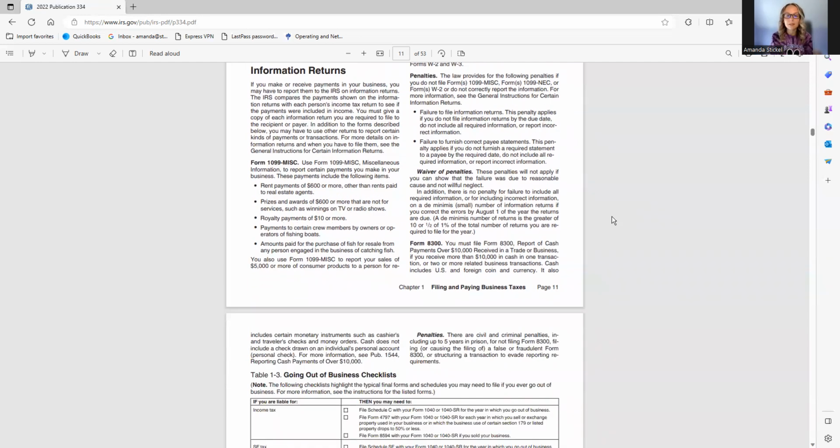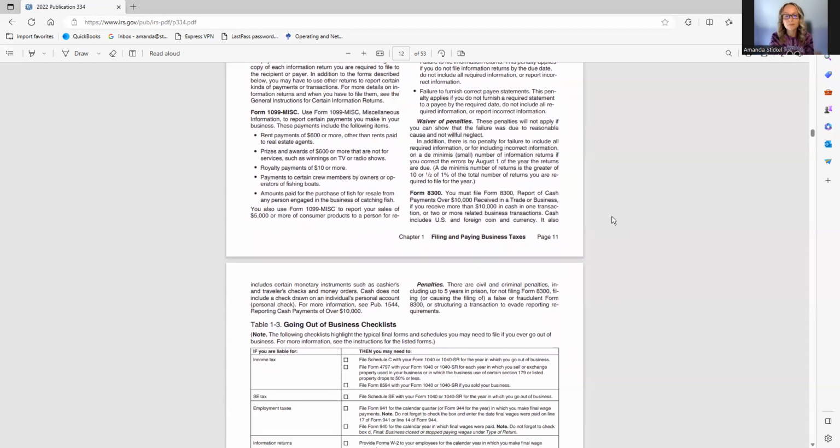A de minimis number of returns is the greater of 10 or 1/2 of 1% of the total number of returns you are required to file for the year. They just like to add in some crazy numbers.